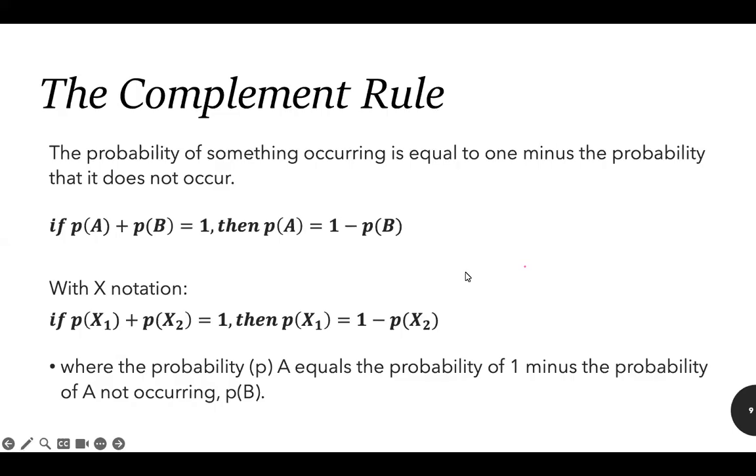This is a short video on the complement rule in probability. So the probability of something occurring is equal to 1 minus the probability that it does not occur.